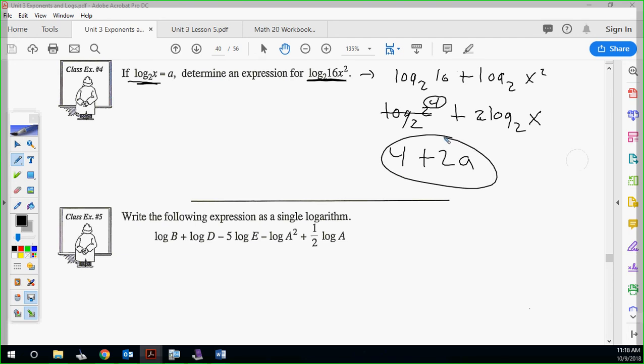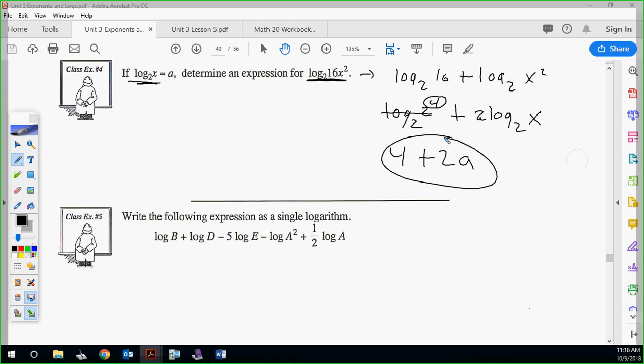Why is it 2a? Because log 2 of x is equivalent to a. That's the whole purpose of what we were doing. Okay, the 2's there, so 2a. This makes a 4. You're done. 4 plus 2a. That's a diploma type of question. A lot of variables, a lot of stuff that looks harder than it is, and it's not too bad when you kind of get on track. Okay, any more questions? Last example. Any questions? We haven't asked one yet.